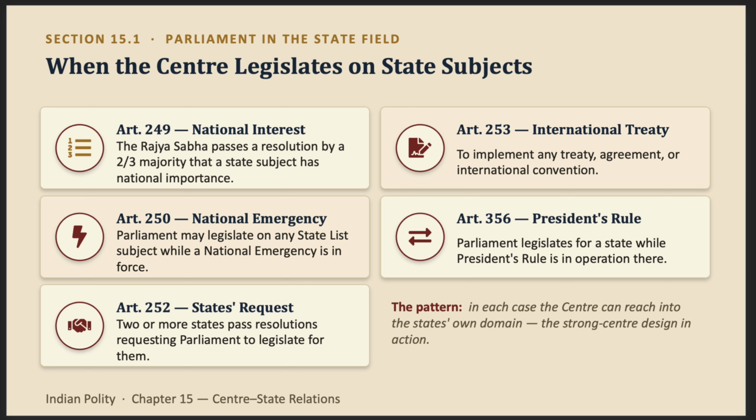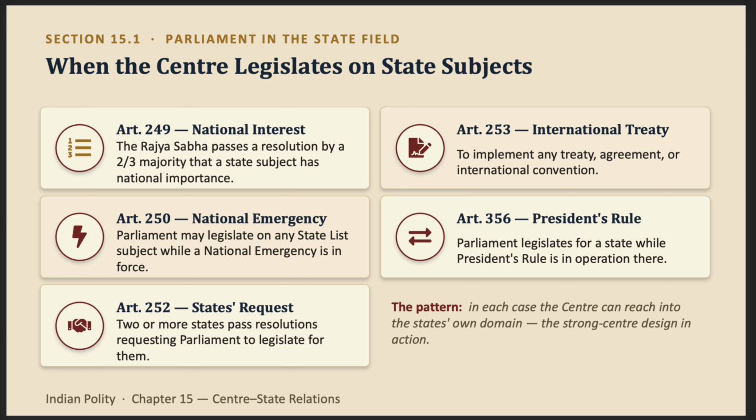Correct. Okay, fourth is Article 253, which covers implementing international treaties. The center can legislate on any state subject if it is required to uphold an international obligation or convention. Right, because from the perspective of the global community, India is a single entity. New Delhi cannot just default on, like, an international climate agreement just because one local state refuses to change its industrial regulations. Exactly. And the fifth and final scenario is President's Rule under Article 356.